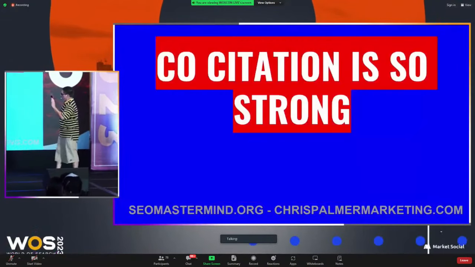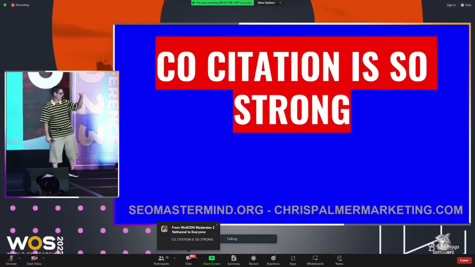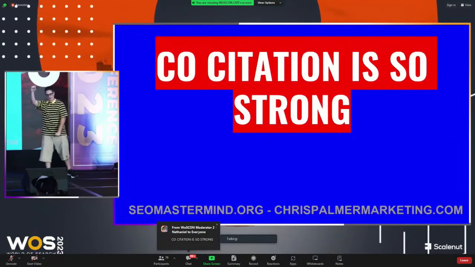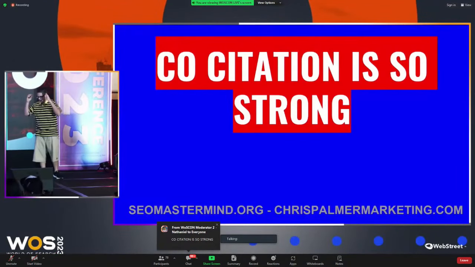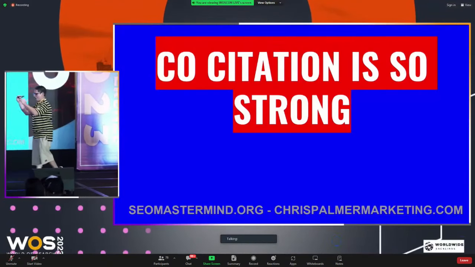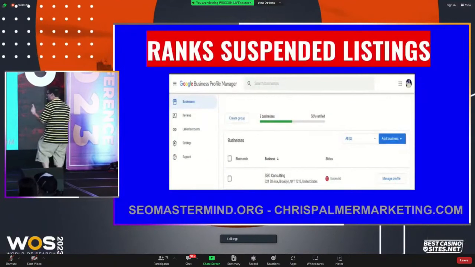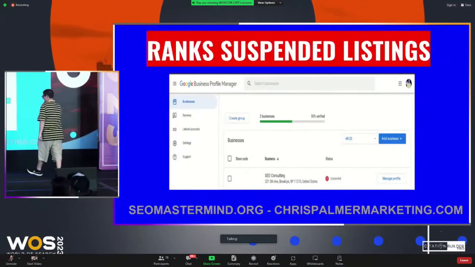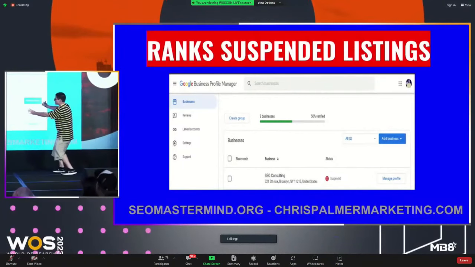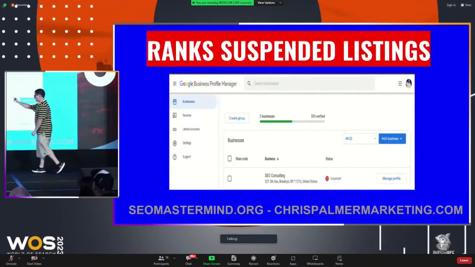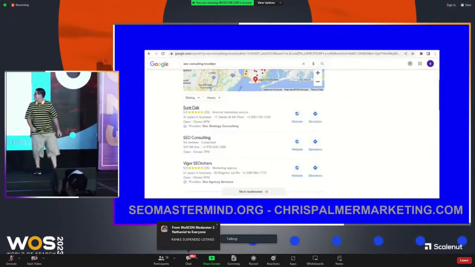Next, this co-citation strategy: authoritative NAPs in bulk, PR, along with GSA or Scrapebox at scale. We're not talking 1,000, we're talking thousands of NAP co-citations out there. It's so strong. In fact, I can actually rank a suspended listing. This listing right here, at the time of when I took this picture, still up. This is SEO Consulting in Brooklyn, New York. It's a suspended listing. Bam.